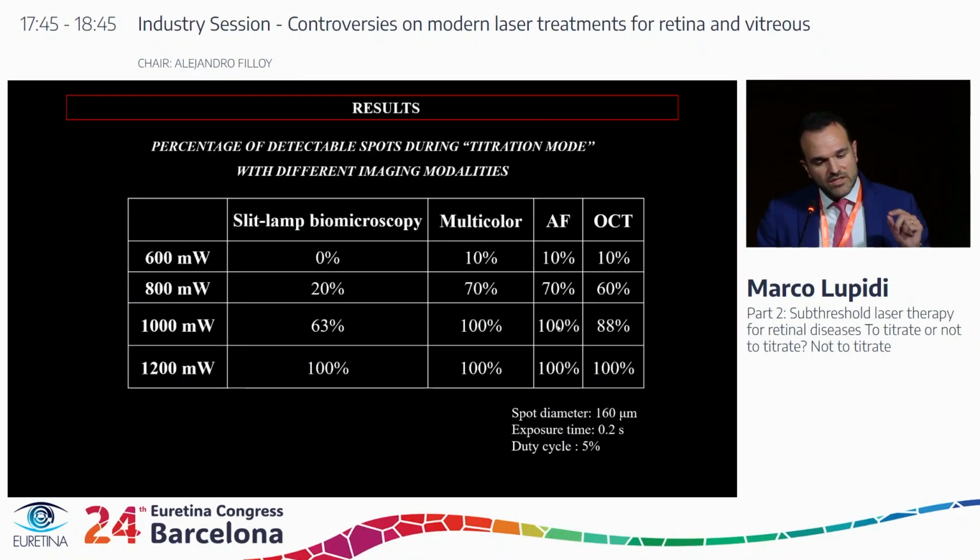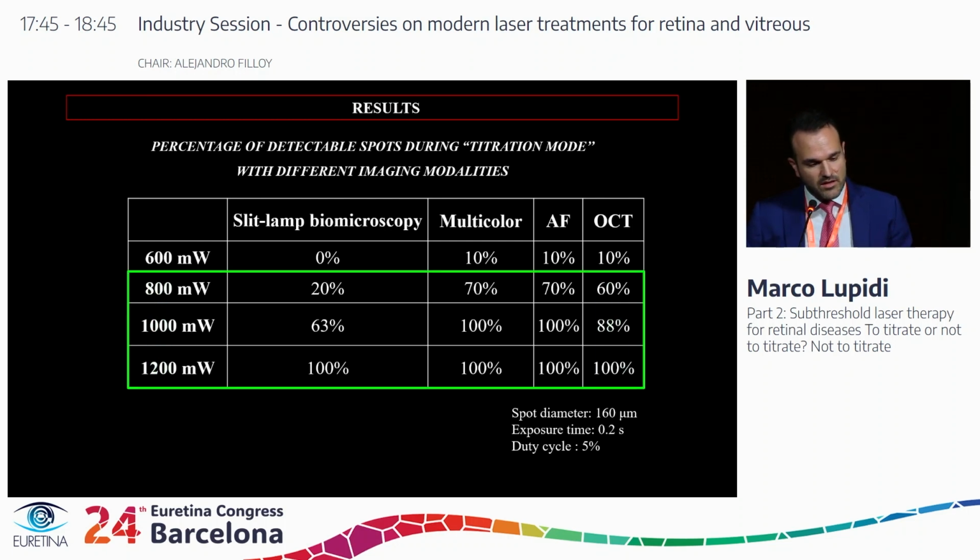But what is the percentage of detectable spots during the titration mode with different imaging modalities? If we look at the slit lamp biomicroscopy for the 600, we have almost no visible spots, and they are slightly detectable on multicolor, autofluorescence, and OCT. But when we move toward 800 milliwatts, we can clearly see that just 2 out of 10 lesions were visible on the slit lamp biomicroscopy, but they were detected in 7 out of 10 cases with multicolor and autofluorescence. And this percentage is also relevant for the 1000 milliwatt, where just 6 out of 10 lesions were visible on slit lamp biomicroscopy, and then they were completely visible on both multicolor and autofluorescence. So we were obtaining treatments that were definitely much more visible on different imaging modalities than on slit lamp biomicroscopy.